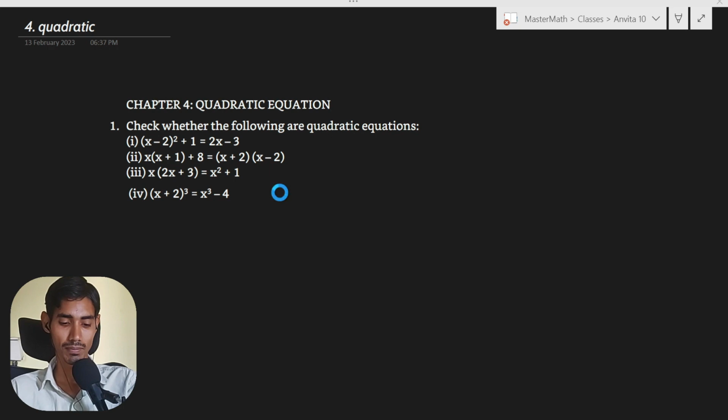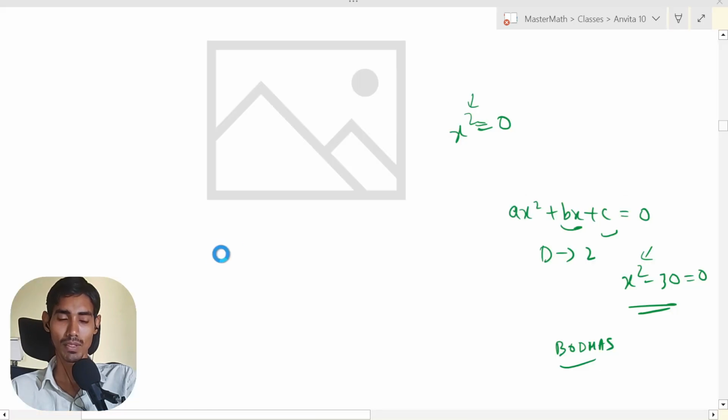Sir, I tried to solve it. It's coming x plus 12 is equal to 0. So it's not in that form, thereby it's not a quadratic equation. Yes. So let's go to the next part.